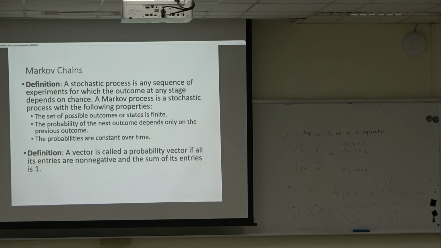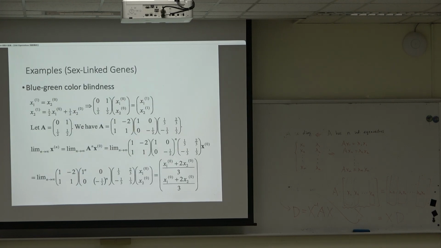A vector is called a probability vector if all its entries are non-negative, because we are talking about probability, right? So all its entries are non-negative, and the sum of its entries is 1. Okay, because if you add up all the probabilities of all the possible outcomes, the result should be 1. Okay, 100%. Okay, so then here's an example.